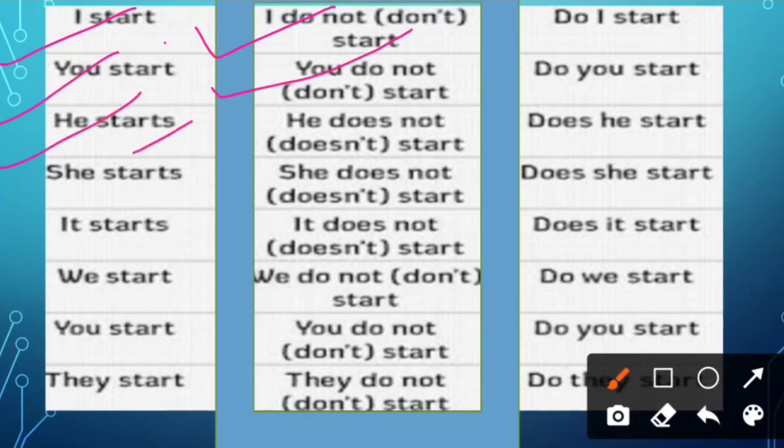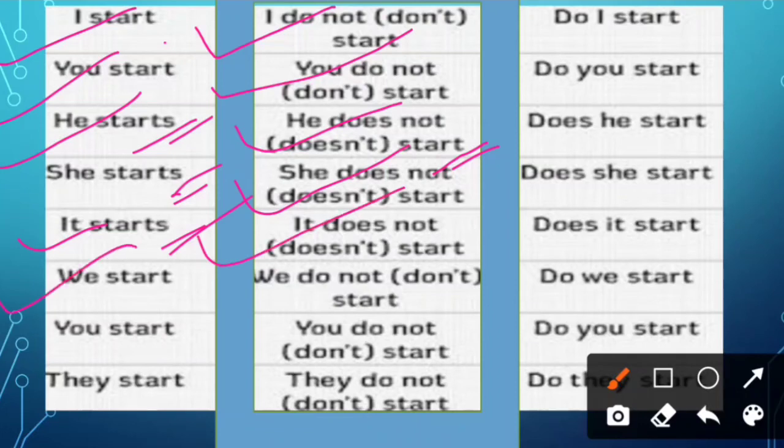He starts, here you can see. She starts, it starts. So we will have to use does now. He does not start. Whatever the s or es will be removed because does is there. She does not start, or she doesn't start. It does not start. We start, we don't start. You start, you don't start. They start, they do not start.